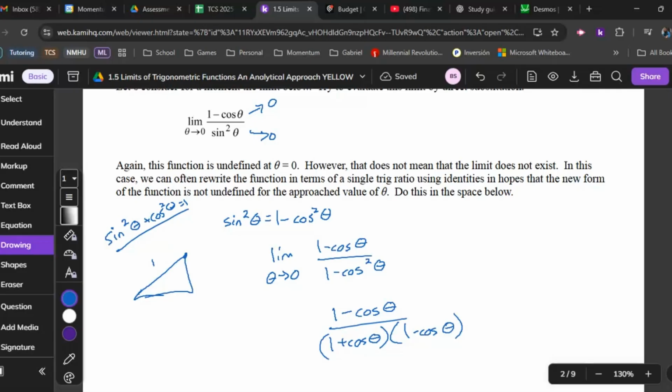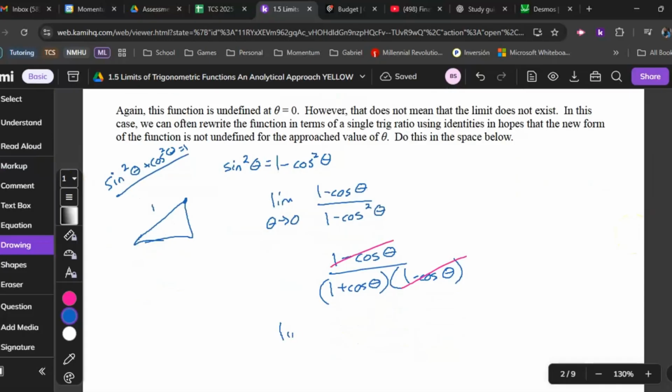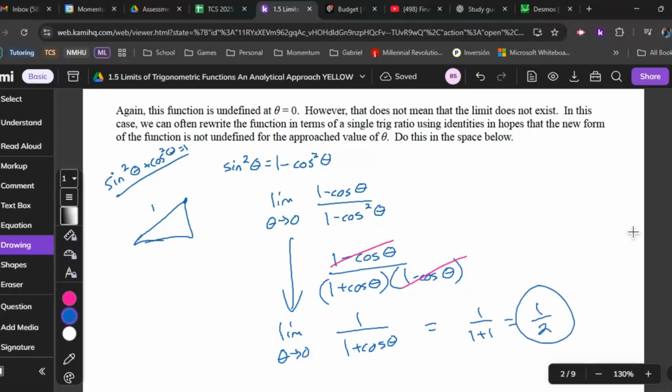Difference of squares, you should be able to just kind of see, all right? Exactly. So now I can cross out this one with this one. And now my problem went away, didn't it? Because now it's the limit as theta approaches 0 of 1 over 1 plus cos theta. Once I've simplified it, I plug it in. So cosine of 0 is 1, so it's just 1 over 1 plus 1, or 1/2.